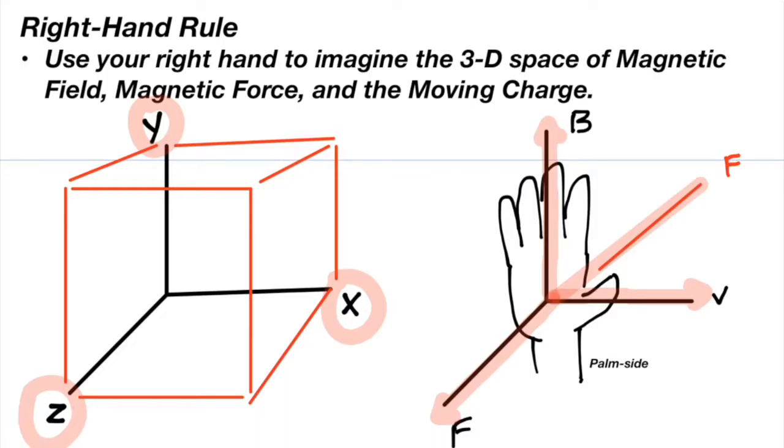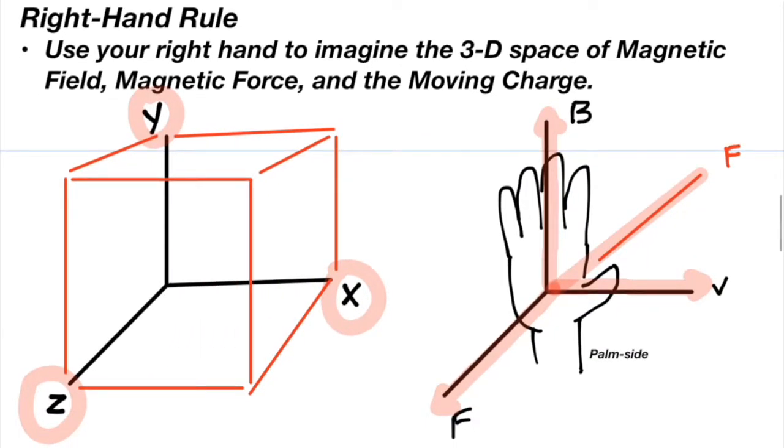And then this force, depending on whether the charged particle is negatively or positively charged, will determine whether the force will extend out from the palm side or from the back of the hand. So if the charged particle is positively charged, the force will extend straight out from the palm of the hand, whereas if it's negatively charged, it'll extend out from the back. And this information is written here below as well.